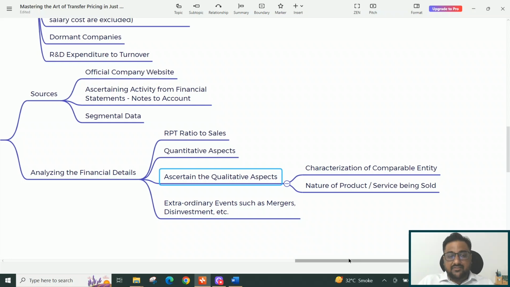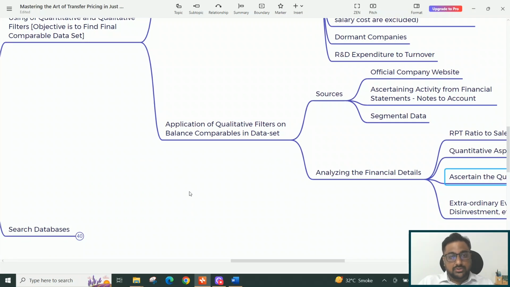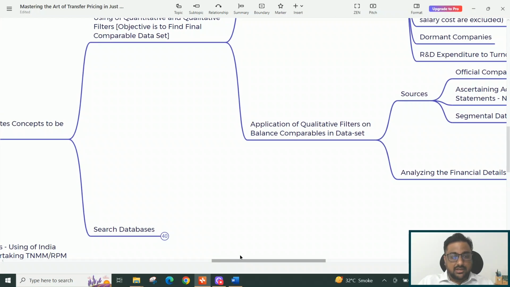Now guys, I have explained here the filters, how we need to use the filters and what types of filters we need to use. In my next video, I am going to discuss the databases which can be used at India level and global level when you are commencing your search, which type of database you should use, and what considerations you should keep in mind when selecting that particular database. I'll discuss all that in the next video.